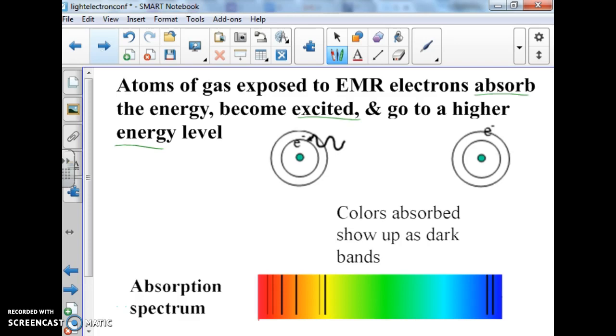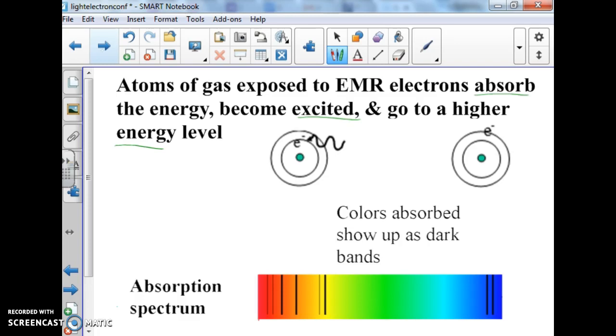So they jump up to a higher energy level. They gain enough energy to go into another level. You can kind of think of it as if they're standing on one ring and they jump up to the next ring, or they climb up to the next ring. Okay, I'm going to use that as an analogy. When that happens, we see something called the absorption spectrum.